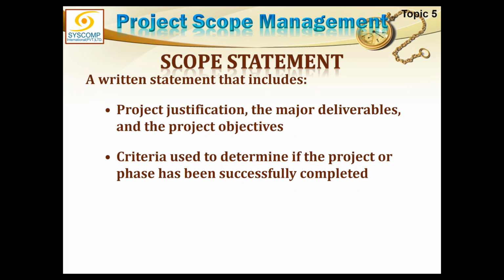So there are three different places where the breakup happens. The major breakup, the top level breakup, happens in the scope statement. The middle level breakup happens in the WBS, and the activity level breakup happens in the define activities process of time management. Is it fine?